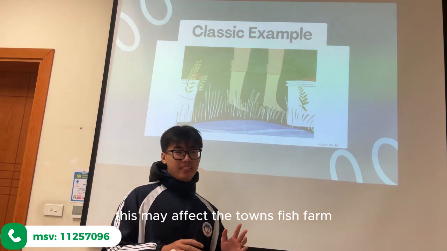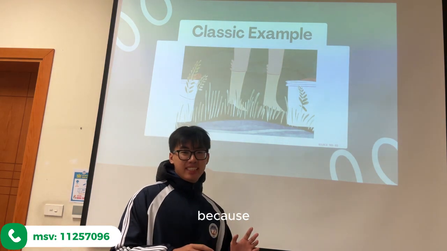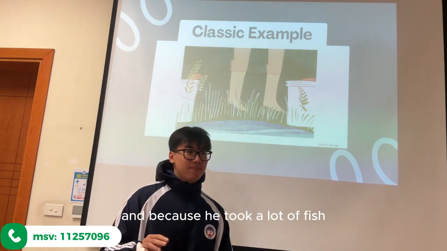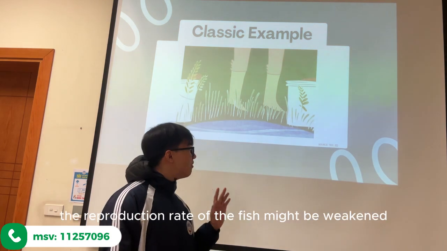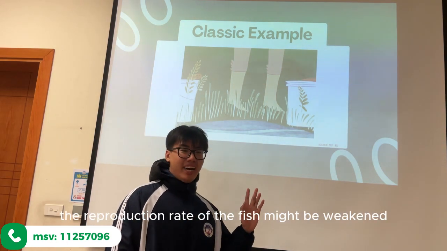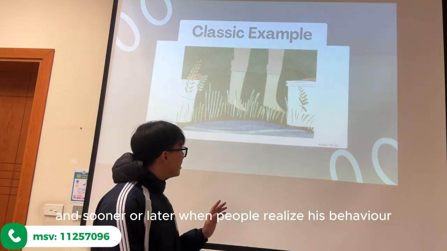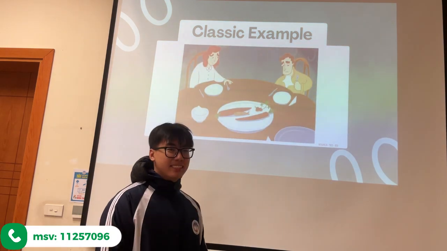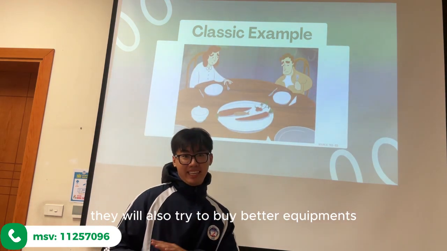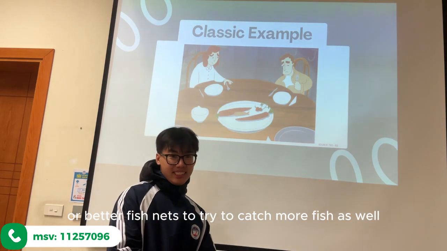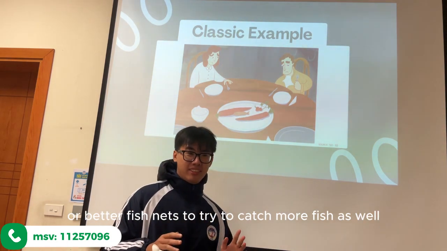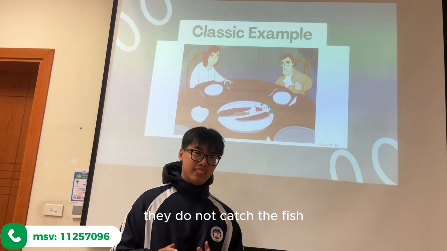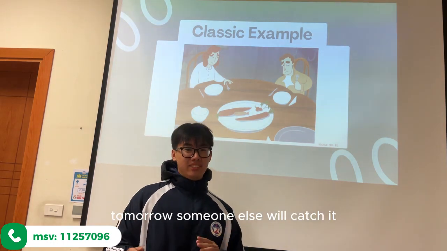This may affect the town's fish pond because everyone in the town gets a little bit less fish, and because he took a lot of fish, the reproduction rate of the fish might be weakened. And sooner or later, when people realize his behavior, they will also try to buy better equipment or better fish nets to try to catch more fish as well. And this is because they think that if today they do not catch the fish, tomorrow someone else will catch it.